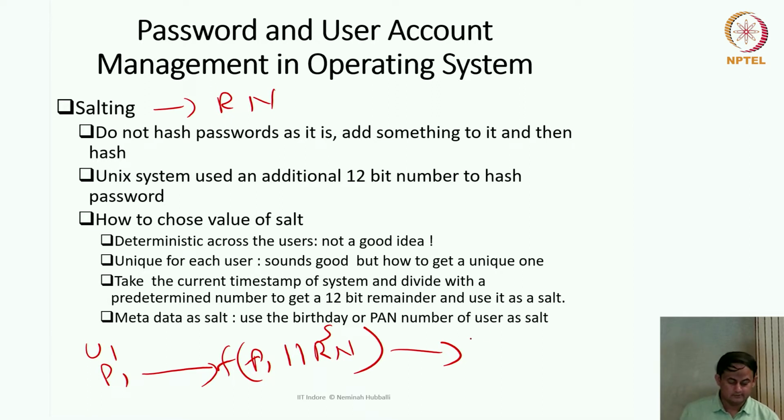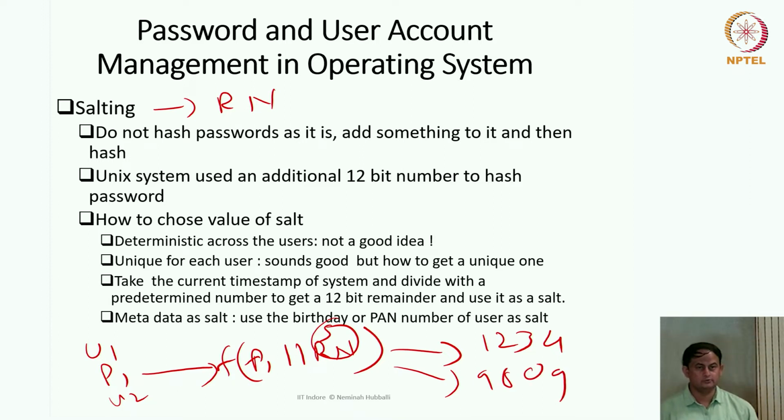So in that case, for user 1, the hash value that gets generated might be 1 2 3 4. For the same password chosen by user 2, as long as the salt component is different, the function f might generate a different value, maybe 989. So these are two different hash values. By just adding this random number, you have avoided the situation of two different users having the same hash values in the password file. That is the concept of salting.